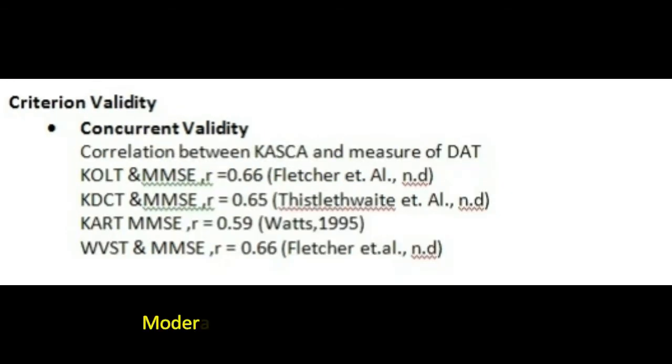Next, for the criterion validity in terms of concurrent validity, the correlation between KASCA and measures of DAT shows that the range of points is between 0.59 and 0.66, which indicates moderate concurrent validity.